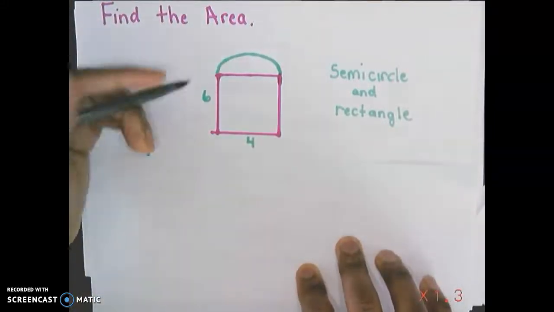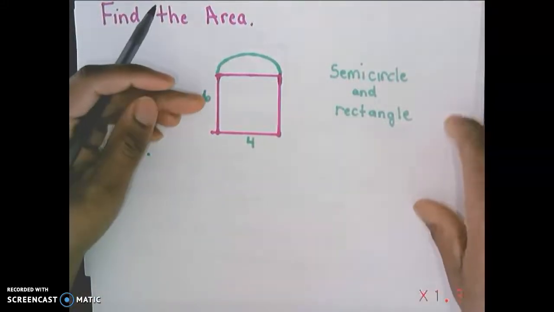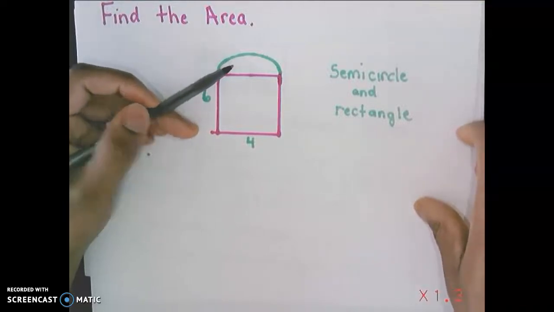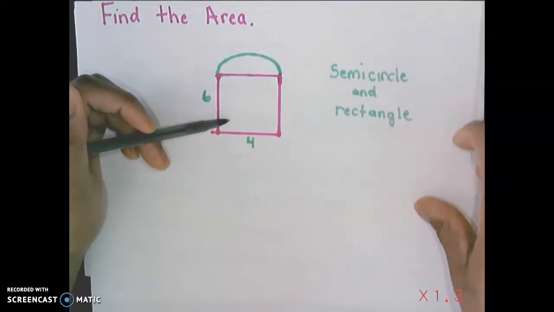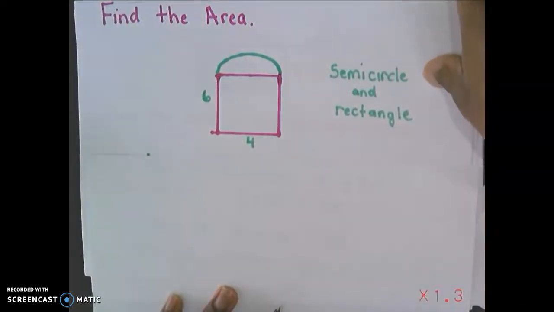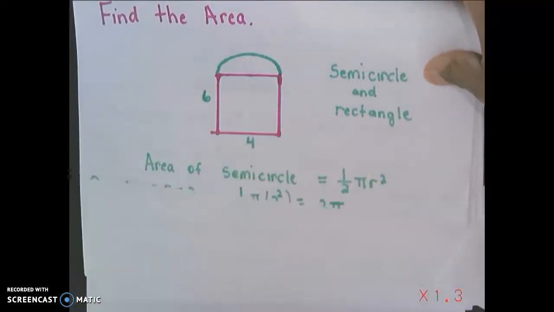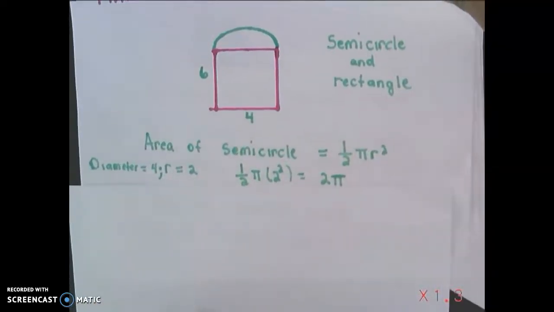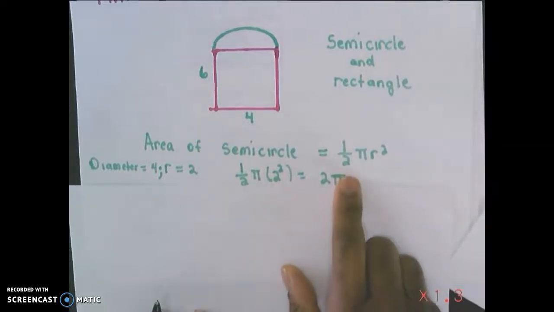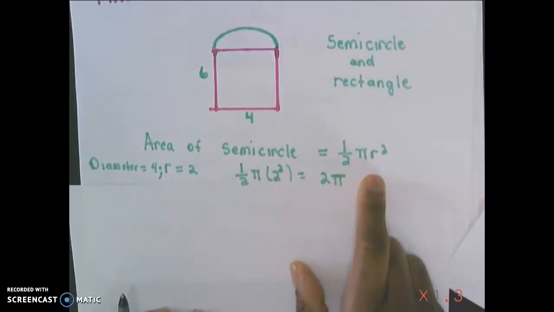And so here we're going to go ahead and find the area of the semicircle and then the area of the rectangle separately. So if you look here, we're looking at the area of the semicircle. Well, what is the area of a semicircle? We're going to have 1/2 pi r squared.